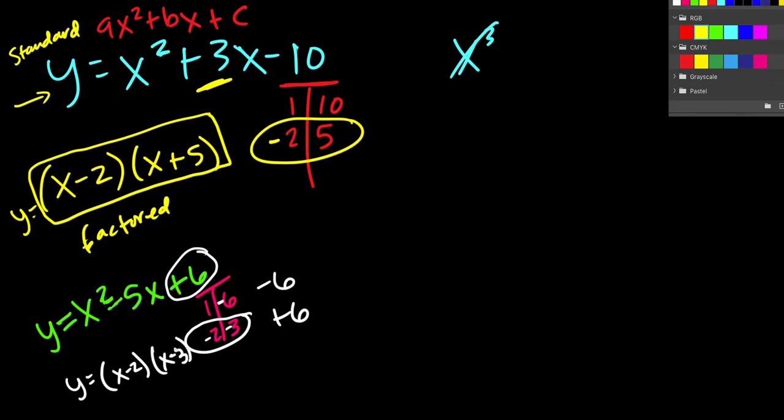Okay? Once again, if we graph this white one on Desmos, and if we graph this green one on Desmos, they would give us the exact same graph. The top one is just in standard form, and the bottom one is in factored form.